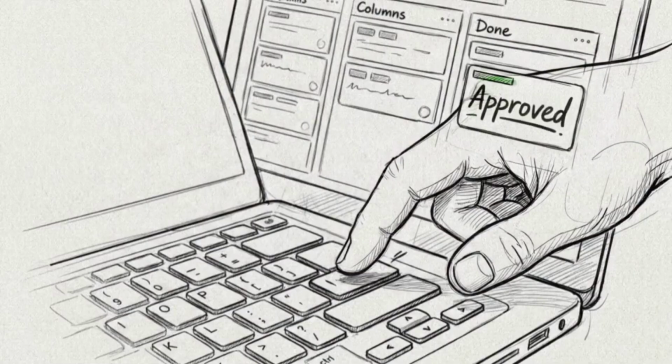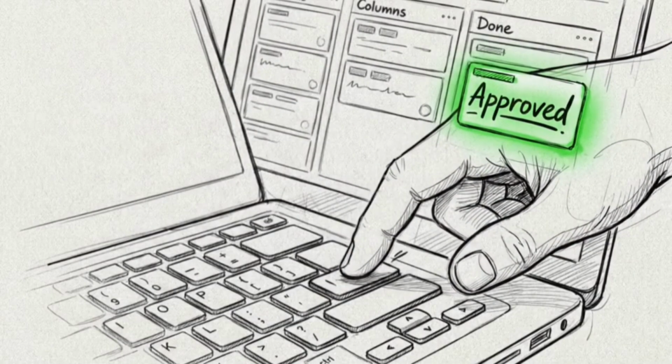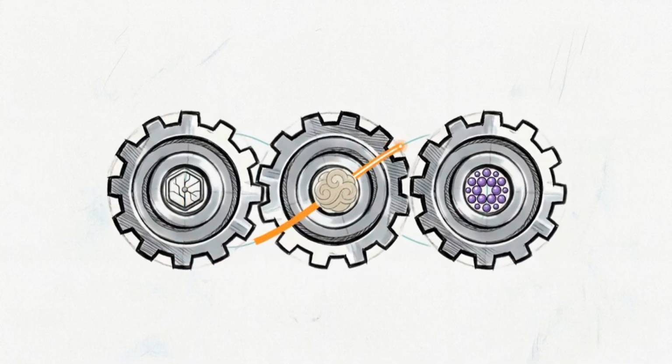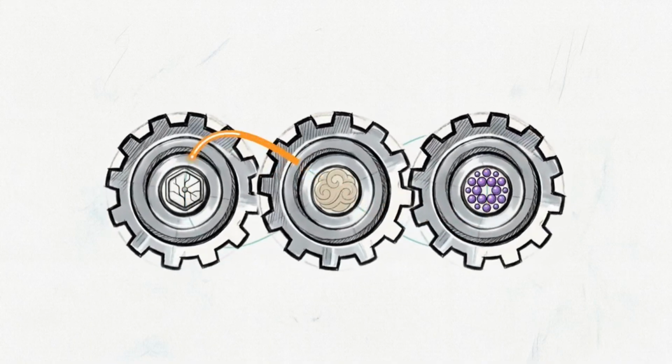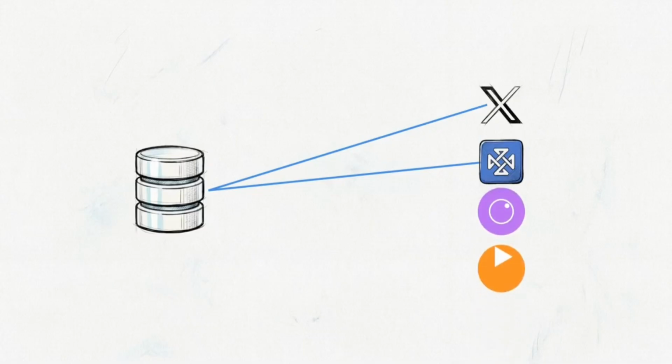To run the engine, you simply enter a new topic idea into your Notion database and change the status to Approved. In the background, N8N, Claude, and Make execute the entire sequence in tandem. The Notion database updates automatically, providing you with the live links to your finished posts. This completes the autonomous pipeline.